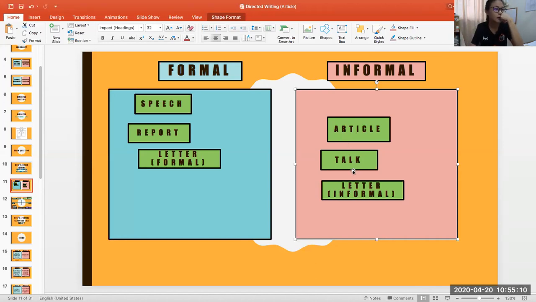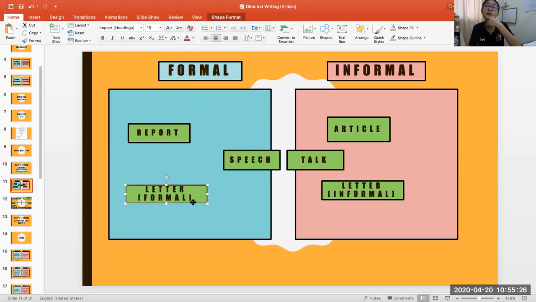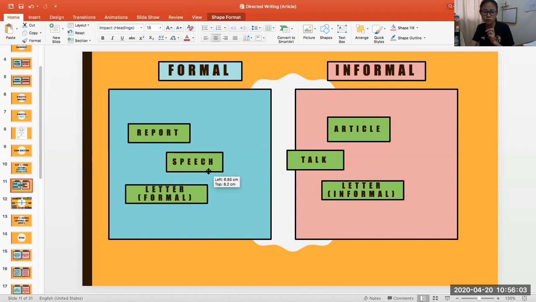Okay, talk. Talk is very close to speech. These two are like best friends, right? Talk is like, I can say ceramah lah. You share something. Speech is you give people, like you are the boss, you tell them something. They are very similar, but speech is more like I tell you this. Talk is more about sharing something, you give some information, like ceramah lah. Informal letter is yang tidak rasmi. So sure, everybody agrees. Agree.